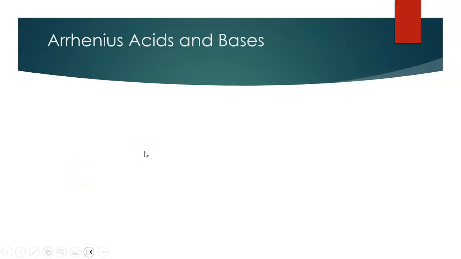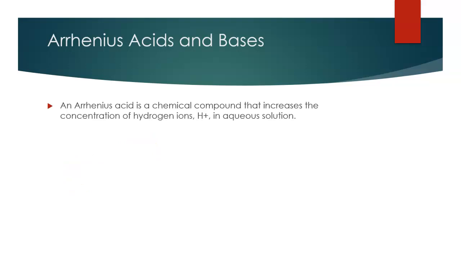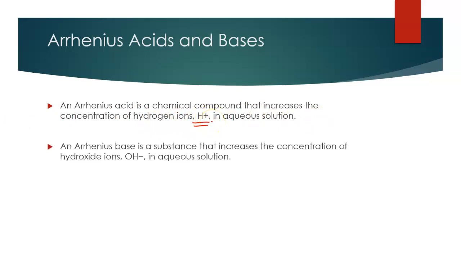Next, we'll talk about a concept called Arrhenius acids and bases. An Arrhenius acid is a chemical compound that increases the concentration of hydrogen ions, which can be written as H+. Hydrogen has a positive charge. An Arrhenius base, in comparison, is a substance that increases the concentration of hydroxide ions, or OH-, in an aqueous solution. So an acid is always going to increase the protons, or the H+, and a base is always going to increase the hydroxide, or the OH-.